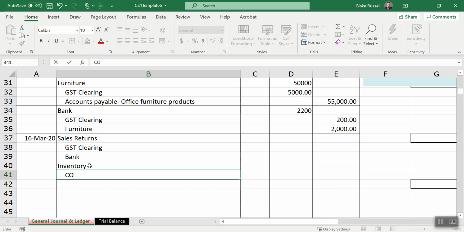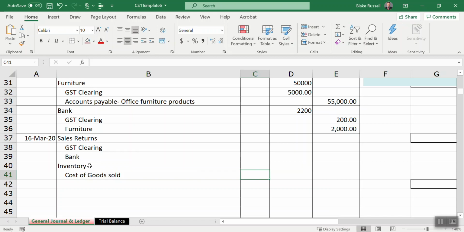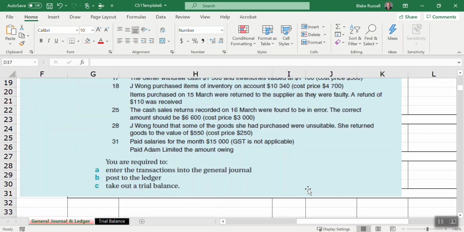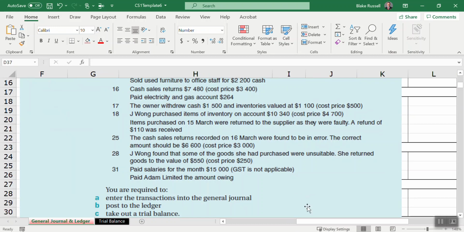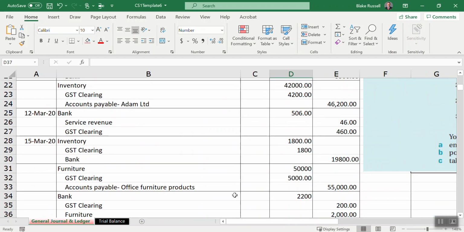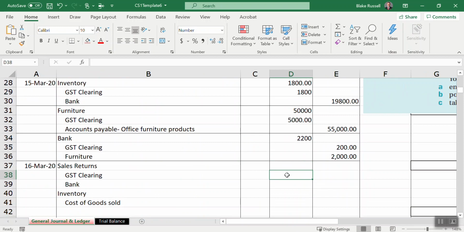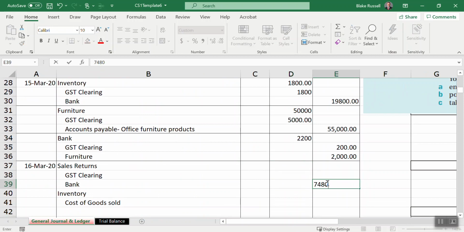Oh yeah, cost of goods sold will need to be reversed because we're no longer selling them. So we need to reverse the cost price and the selling price. 7,480. All right, so that 7,480 is coming out of our bank account.